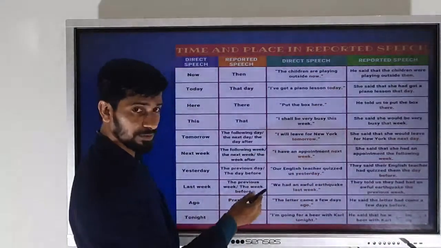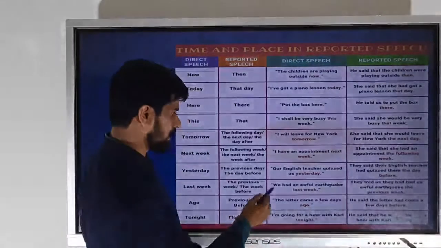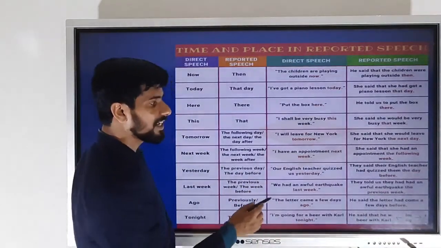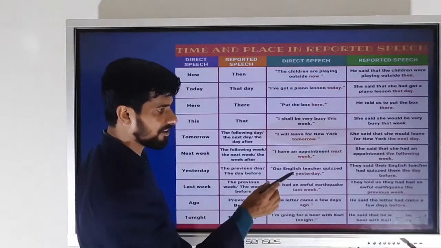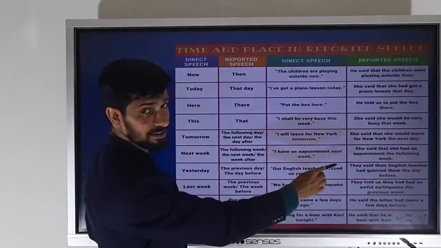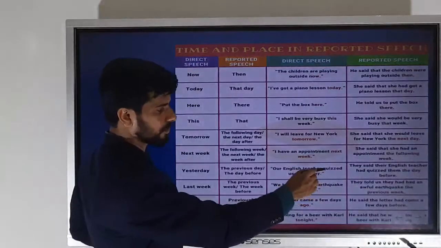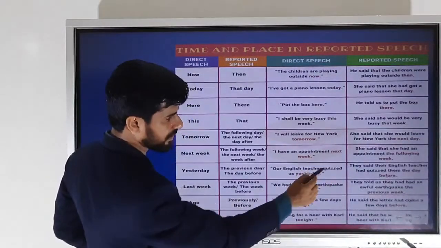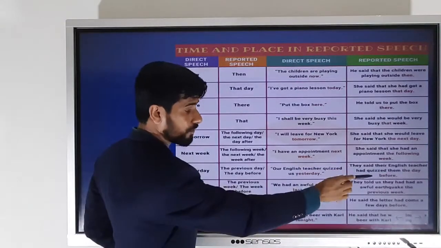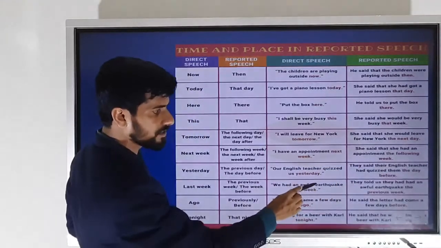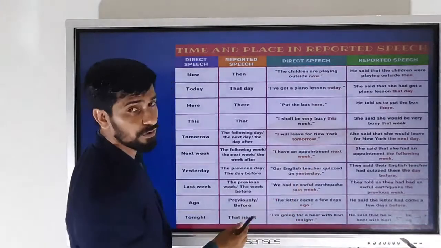Yesterday becomes the previous day or the day before. Our English teacher kissed us yesterday. You noticed it, right? "Our" becomes "their." They said that, don't forget to add that. In some cases they miss something. Okay, it's okay, then you don't forget. They said that their English teacher had kissed them the day before.